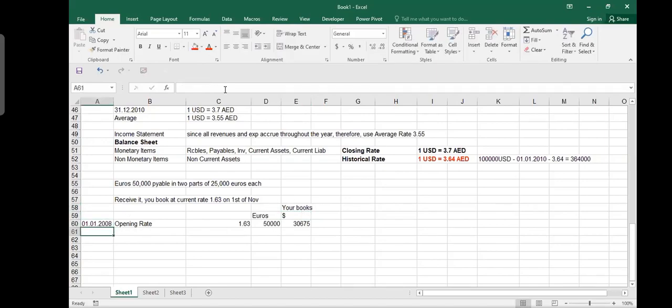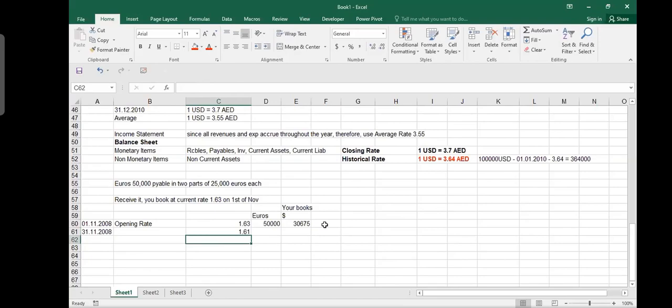I just put in any date, it doesn't matter. Then what will happen? So it was actually 1st November. On 1st of November 2008, the rate has changed. On this particular date, the rate is 1.61.